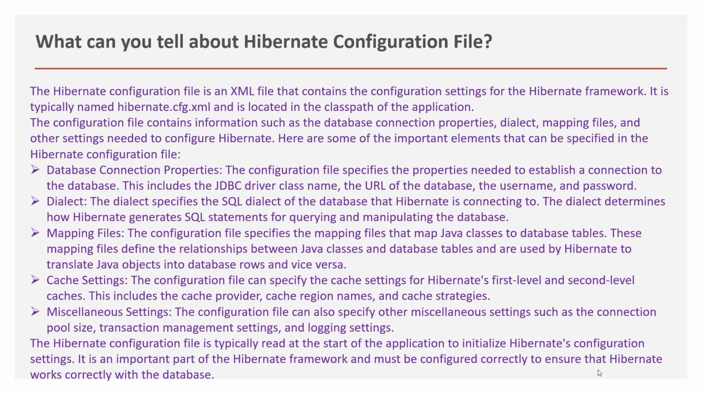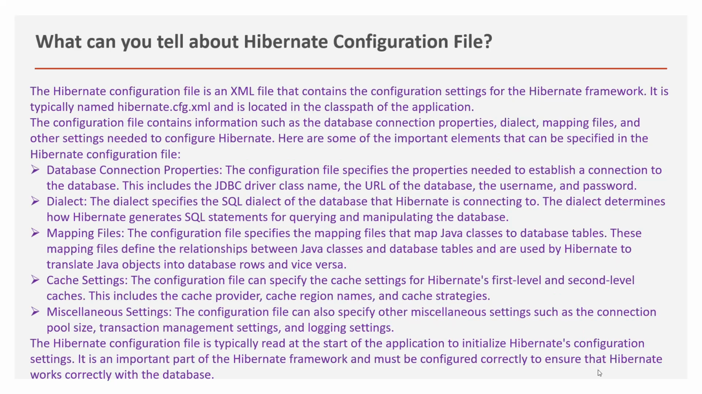Mapping files. The configuration file specifies the mapping files that map the Java classes to the database tables. These mapping files define the relationship between the Java classes and the database tables and are used by Hibernate to translate the Java objects into database rows and vice versa. Cache settings. The configuration file can specify the cache settings for Hibernate's first level and second level cache. This includes the cache providers, cache region names and cache strategies.